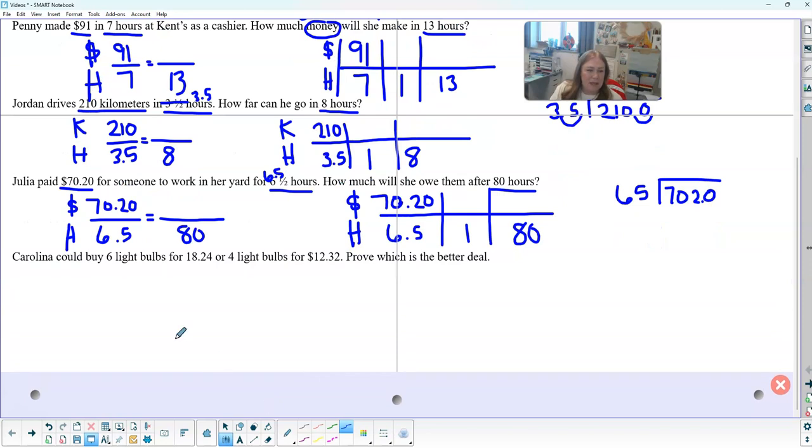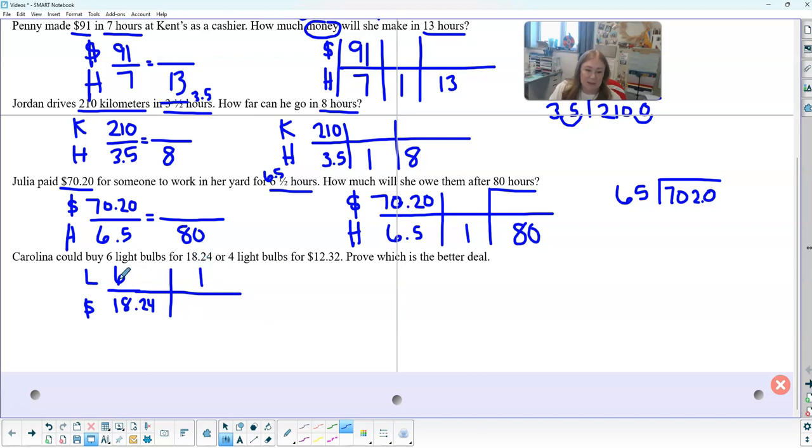Okay, and our last one, Carolina could buy 6 light bulbs for $18.24. I forgot my dollar sign. Or 4 light bulbs for $12.32. Prove which one is the better deal. So over here, we're going to do our 6 light bulbs. So we have light bulbs and money. So I can buy 6 light bulbs for $18.24. I want to know how much 1 light bulb is.